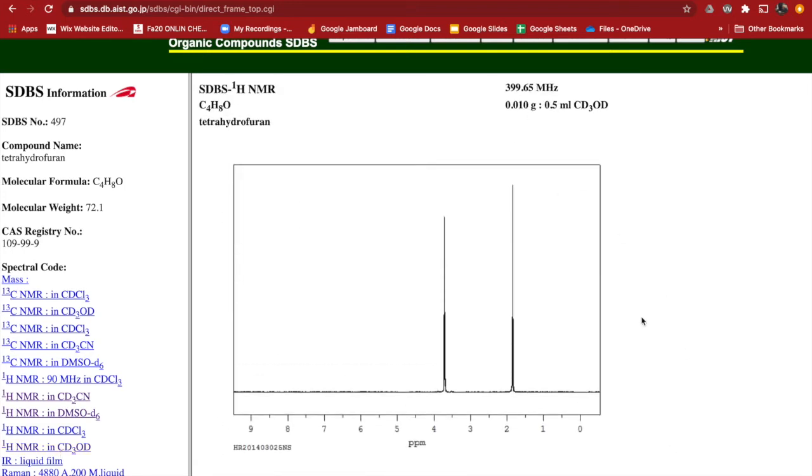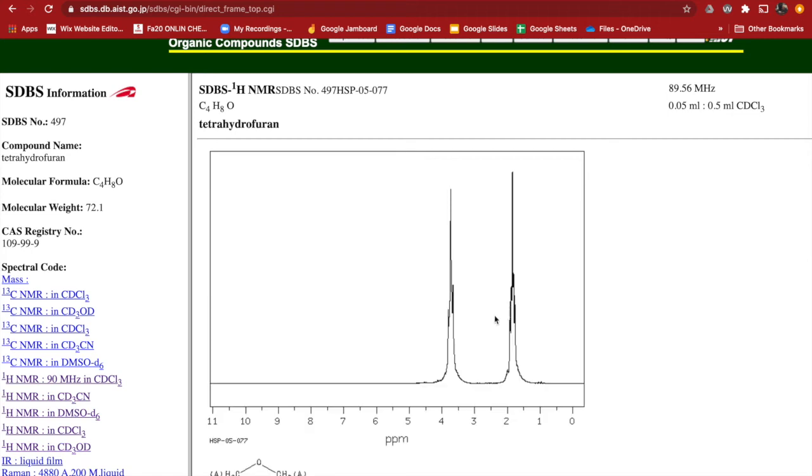That's another 400 megahertz NMR. You can tell the 400 megahertz NMR signals are sharper than the 90 megahertz here. Oh wait, that one's not the 90 megahertz. That's 400 megahertz, still sharp, huh? In deuterated chloroform, and they have a 90 megahertz in deuterated chloroform, and that's that one there. Now, it's a lot rougher looking, huh? Because it's not as strong of a magnetic field.